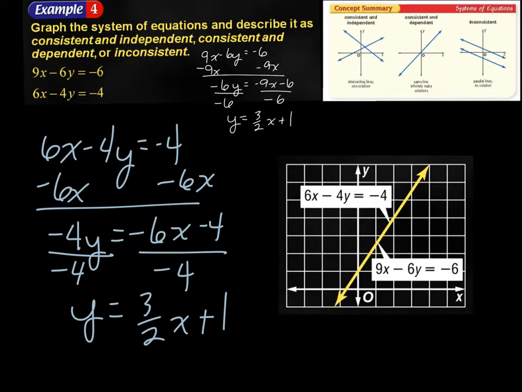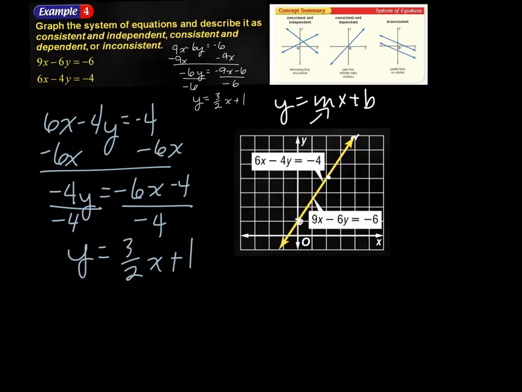So we have a y-intercept at 1, and our y equals mx plus b. And our slope is 3/2, so our line is going up 3, over 2, up 3, over 2. And we've got some nice points. Straight edge, draw the line. And of course, because it's the same line, these graphs would be categorized as consistent and dependent.